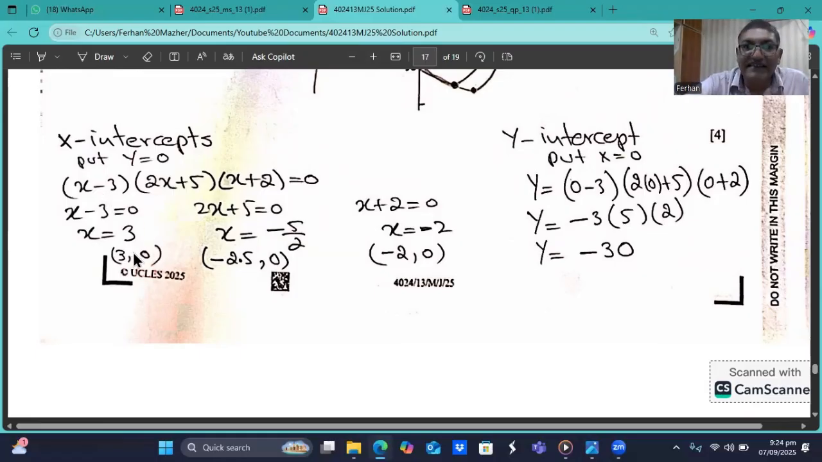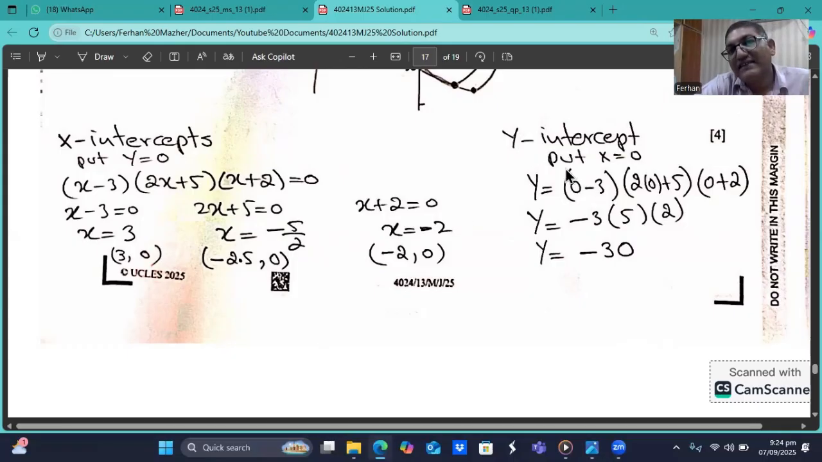That is one x-intercept. 2x + 5 equals 0. So x will be equal to -2.5. So (-2.5, 0) will be the second x-intercept. So x + 2 equals 0. So x will be equal to -2. So (-2, 0) will be my third x-intercept.